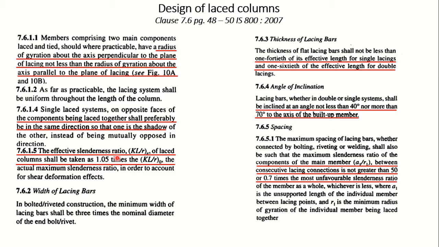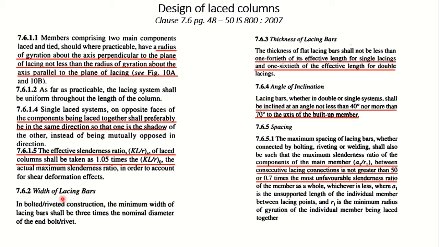If the length of the column is given to us, when we decide the radius of gyration, knowing the end conditions from the k value, we can find effective length and go for calculating. When we calculate the effective slenderness ratio kl by r, this kl by r will be increased by 1.05 times, and that will be considered in the calculation of load carrying capacity of the column. So this is the effective slenderness ratio that has to be taken in case of built up column.